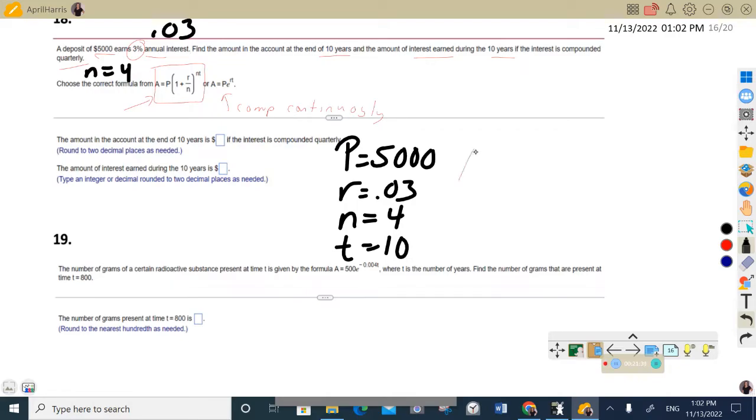So our amount that we have is going to be 5,000 times 1 plus R, 0.03, over N, which is 4, raised to the NT power, so 4 times 10. So you're going to type that in the calculator exactly like you see it. Exactly like you see it. Let's see if I can do that.